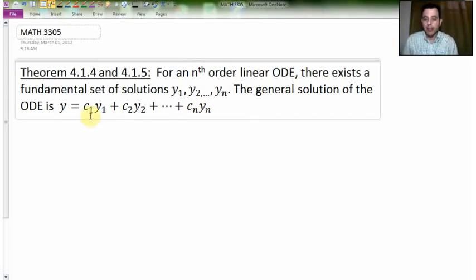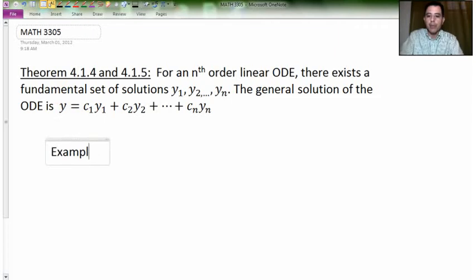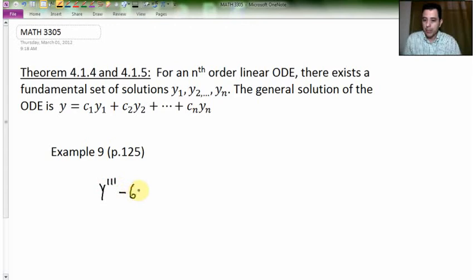This is actually example 9 on page 125, if you want to take a look at that. So here is the ODE. It has a third derivative there, minus 6y second derivative plus 11y first derivative minus 6y equals 0.